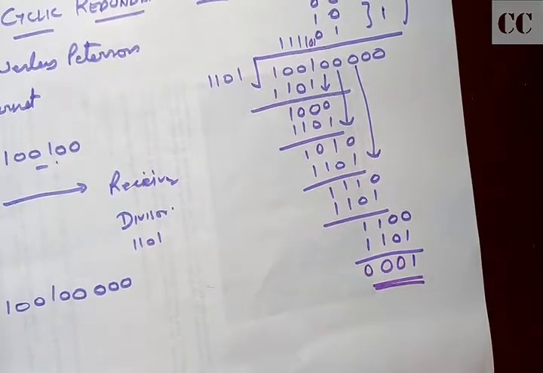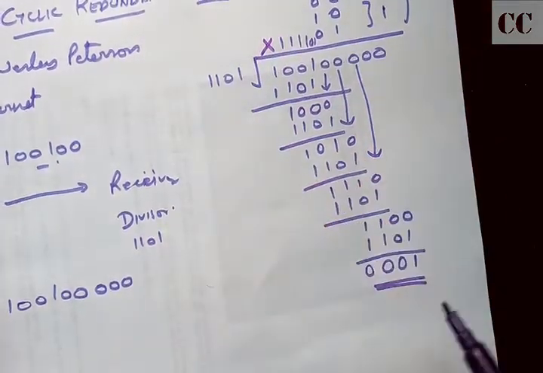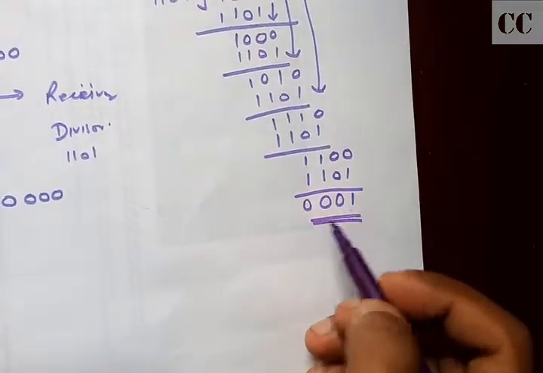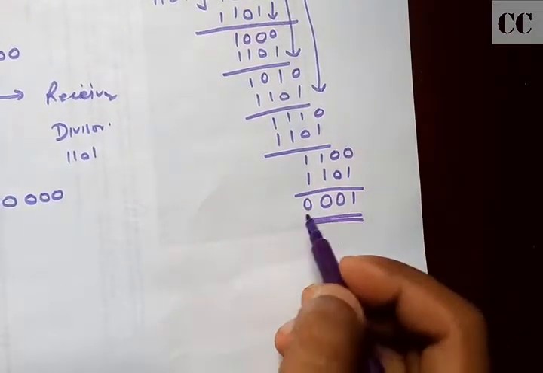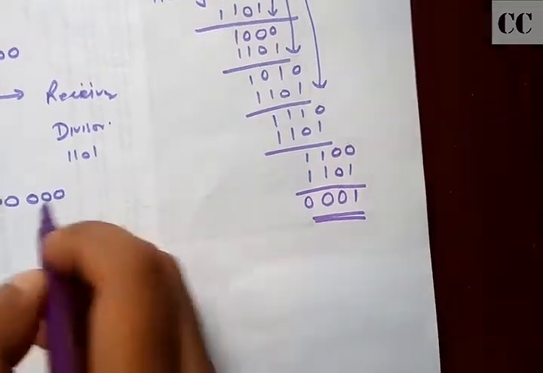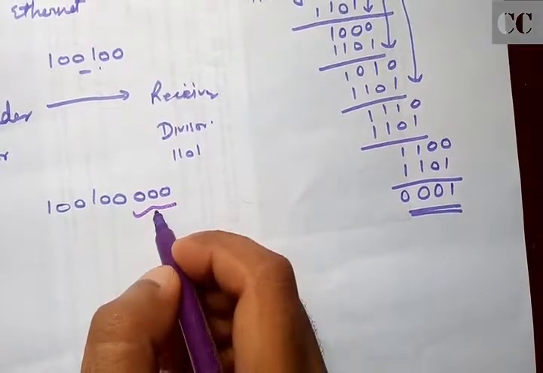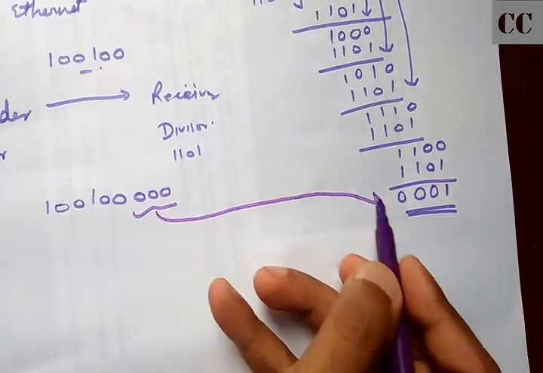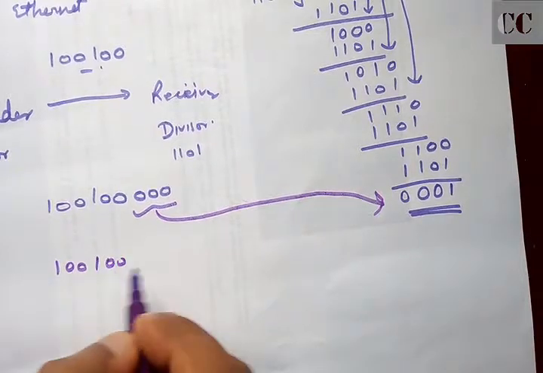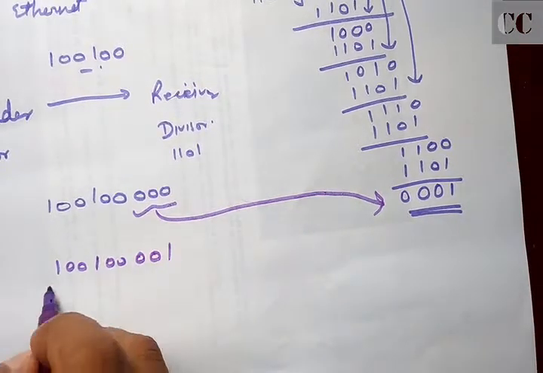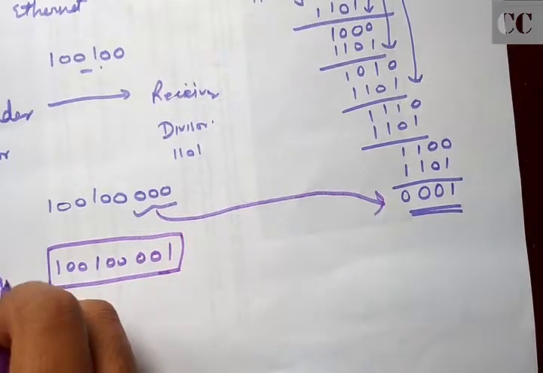Let me tell you that this quotient is not used anywhere, so we are not bothered about that. What we'll be using here is this remainder. Though we have more than 3 bits in this remainder, as we had considered only 3 bits here, we'll be replacing these 3 bits using this value. So the resultant will be 100 100 001. This is the final data that will be transmitted to the receiver.